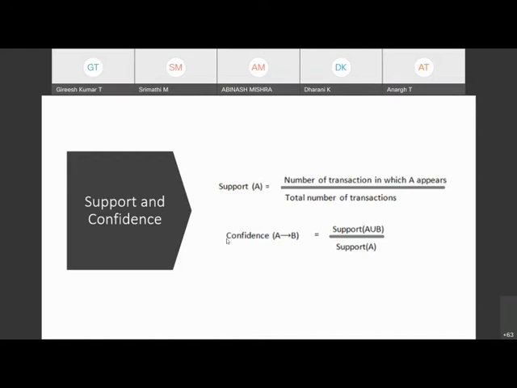Now here, the confidence of A implies B is the support of A union B divided by the support of A. So you have to calculate the support of A and the support of B. Then for A union B, you have to take the maximum of A and B, divided by the support of A. That is called confidence. So these two terms are very important for association rule mining.